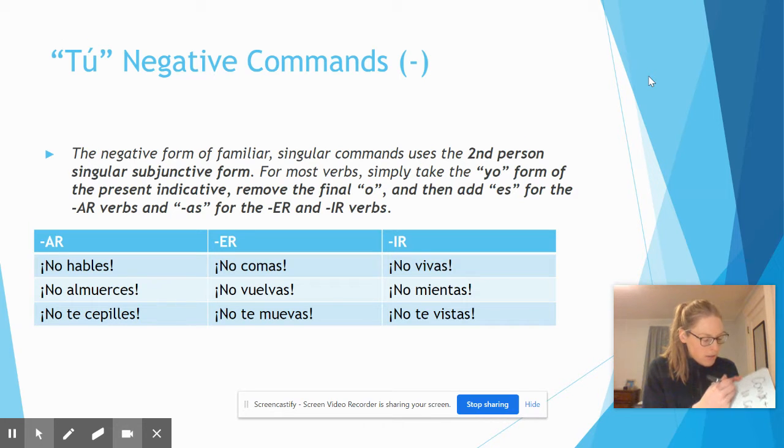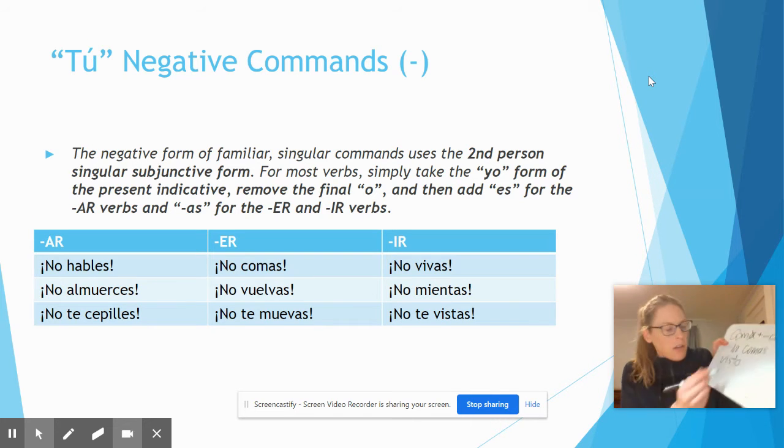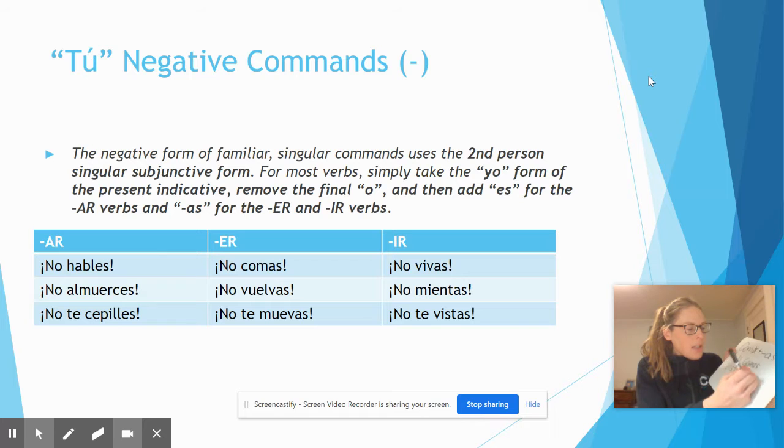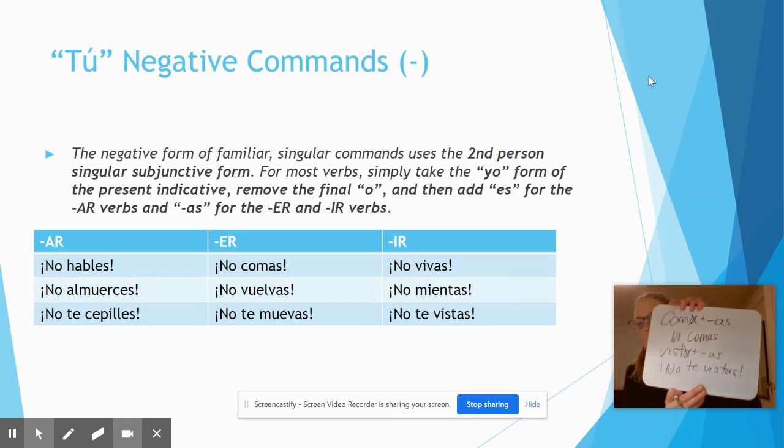So like vestirse, it'd be visto, como así. You drop the O, add the opposite, as. Well, there's a te there because you're talking to say, don't get dressed. So no te vistas.